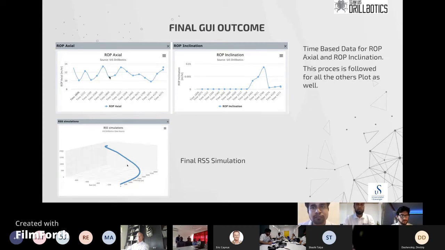For our web GUI final outcomes, we can see these 2 videos. In the first video, we can see the time variable is on the x-axis and the other variables are on the y-axis. And it follows for all the other variables, which we already showed in our previous slide. In the second video, we can see our final RTSA simulation, and as we already mentioned, on our z-axis we have shown the TVD, and on the x and y axes we have shown the east and the north.